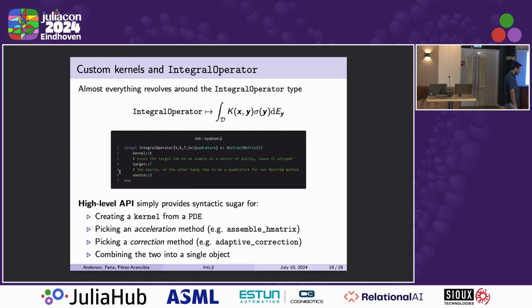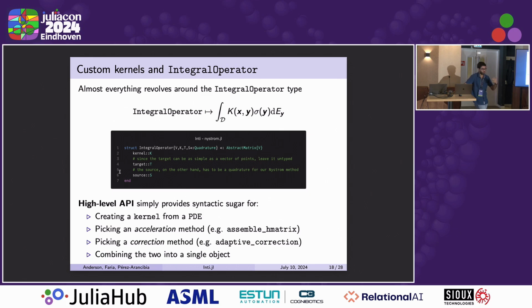At the high-level API, all it does is provide some syntactic sugar: you give me the PDE, and I know what the Green's function is, because I hard-coded it for you. I looked up some old book and found very ugly expressions for some of these. And then I pick an acceleration method. There are several functions inside, like assemble H matrix and assemble FMM, that take some parameters, and I try to make them more or less uniform for the user. Then I pick a correction method for you, so how do you compute this accuracy? These are the sparse matrices that are intended to improve the accuracy of your method. And then I just wrap everything around. Maybe I wrap it around a linear map if I can't have a good direct solver for you.